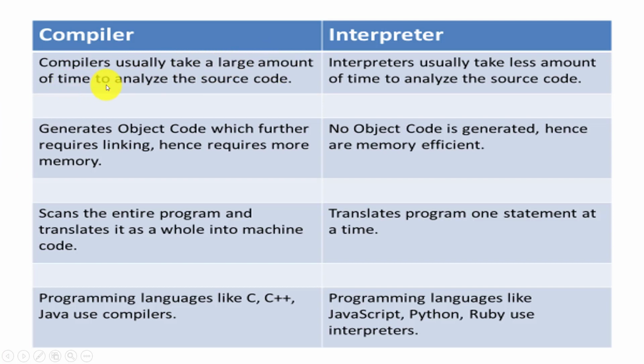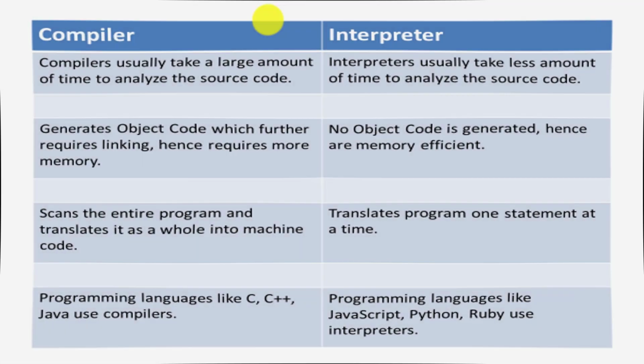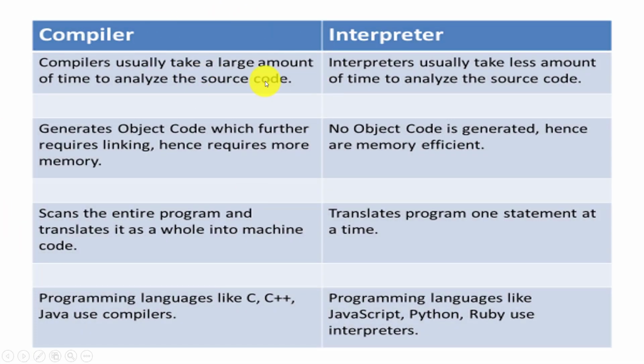The compiler takes a large amount of time to analyze the source code. As we know, the compiler translates the whole source code at once only. So if the source code is large, it takes much more time to analyze the whole source code, because the compiler has to translate the whole source code at once. But the interpreter usually takes less time because it scans the code one statement at a time, or line by line, so it usually takes less time.